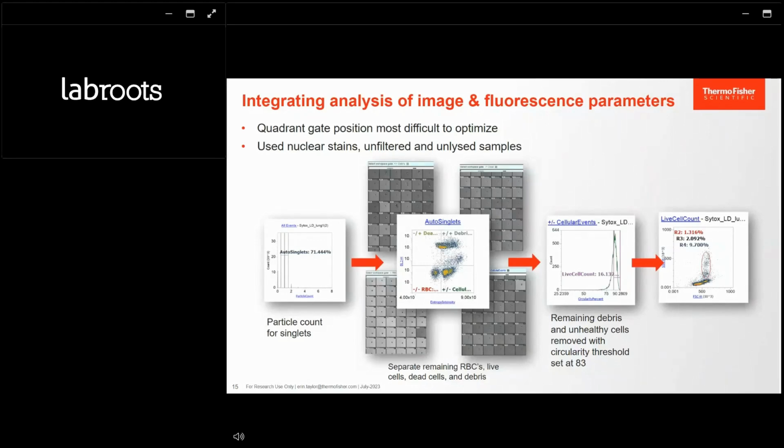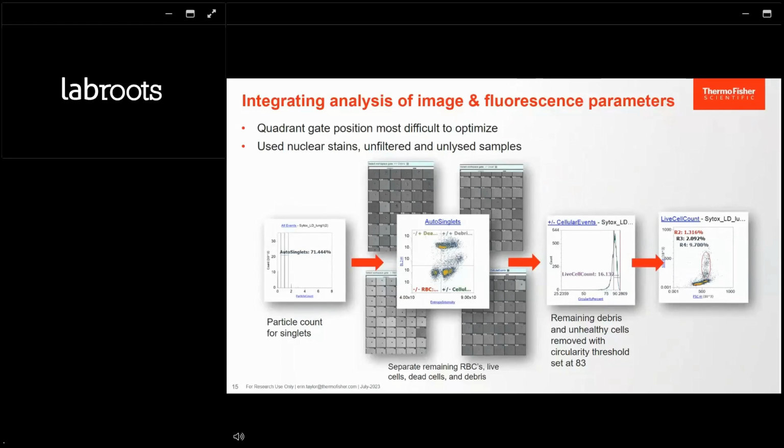And so I made sure when I was setting this up to use my typical sample assessment assays, so nuclear dye, live dead, in addition to the image parameters, because that's ultimately what gave me this extra bit of information. And I was able to reduce this down to these 3 steps. So first, I used particle count to accurately identify singlets. The only cells that I needed to count were single healthy cells.